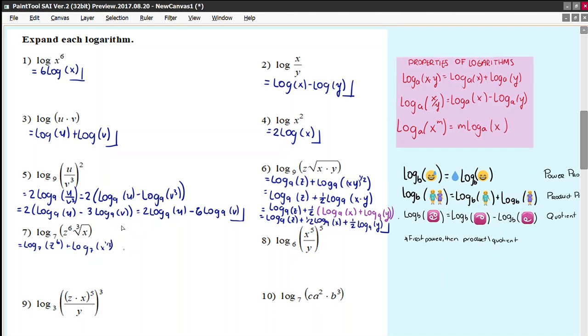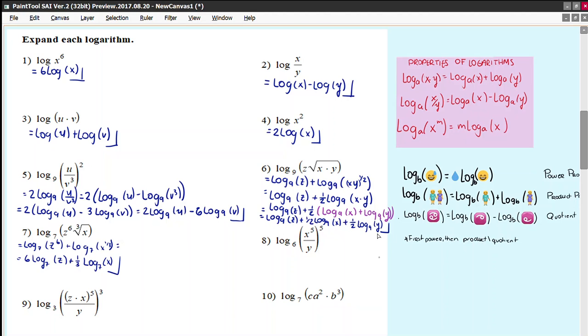Because you know that a radical can be rewritten as a fractional exponent. From here, you have that the argument of this first piece and the argument of this second piece have powers. So we are going to use the power property to get rid of that exponent. So this can be rewritten as 6 times logarithm base 7 of z plus 1/3 logarithm base 7 of x. And that's it. Your argument doesn't have any product or exponents, and your expression doesn't have any parentheses. This was a plus.